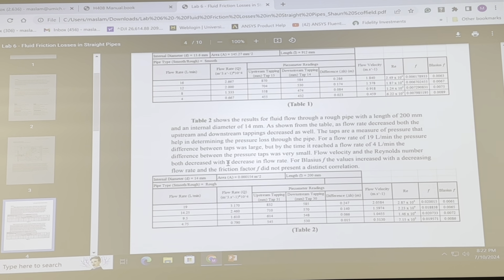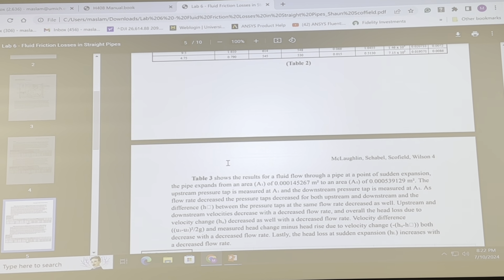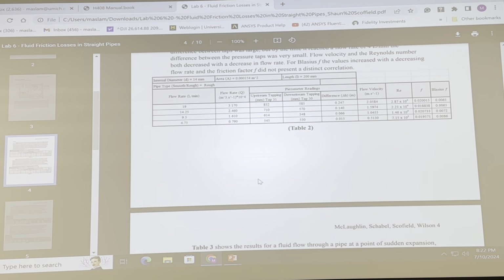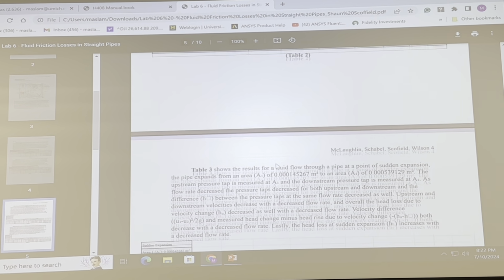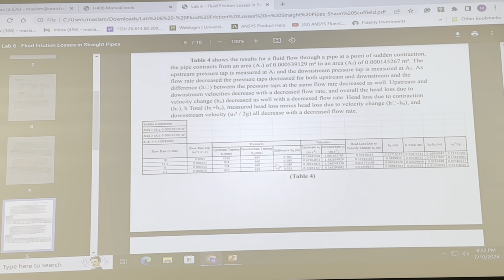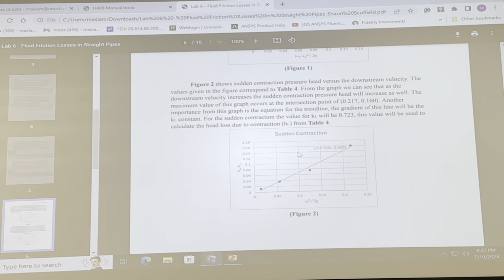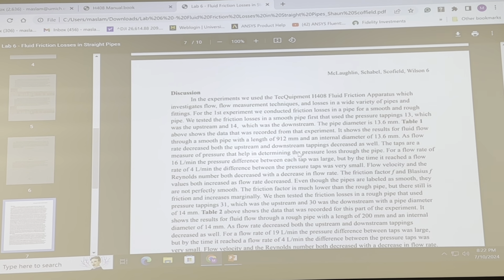And for the results, you tabulate all the results nicely and clearly, and show the formulas you used to calculate the Reynolds number, friction factor, losses, and all those kinds of things. We don't have any graphs for smooth pipe and rough pipe friction, but we do have some graphs for the sudden expansion. Here is one graph, and then contraction, another graph. And then you go to the discussion.